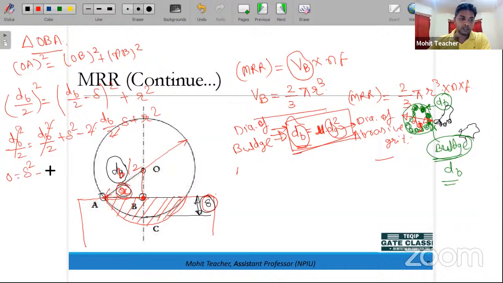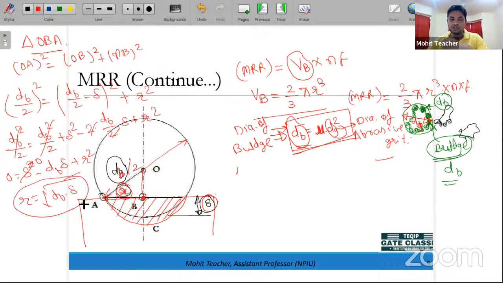Delta square minus DB into delta plus r square. Delta is very small and delta square will also become very small, so we are just neglecting that one. So from here r will be equal to the root of DB into delta. Yesterday for abrasive jet machining what we got was dg. If the bulge discussion were not there here also, it would be dg only, but please keep in mind this is the bulge diameter. Okay, please keep in mind.